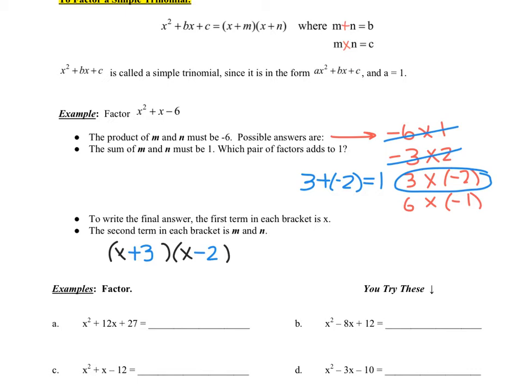Now, if you want to check your work, you can always FOIL this factored expression to see if you get the standard form that you started with.